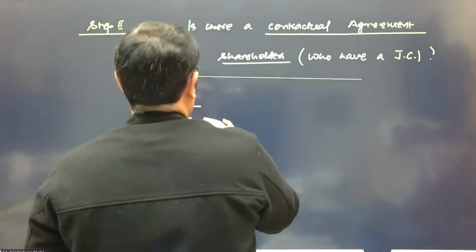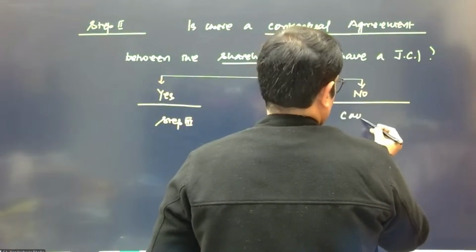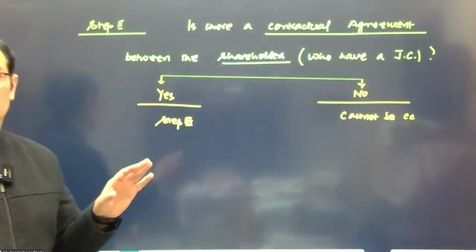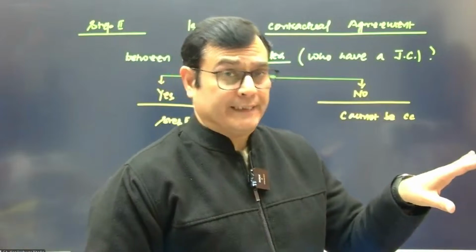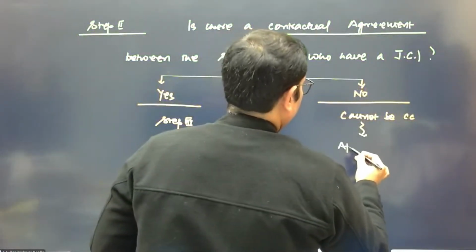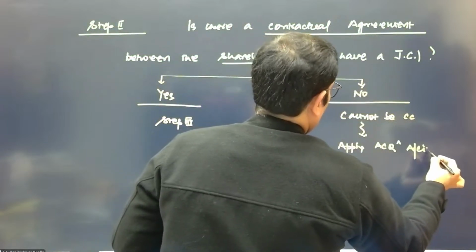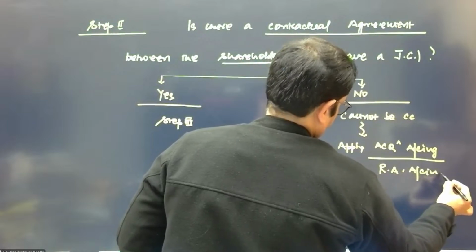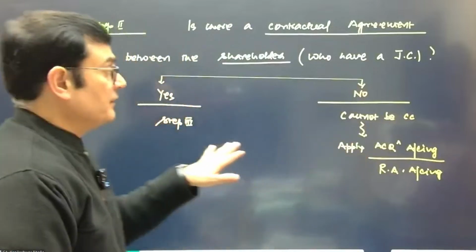And if you say no, there is no contractual agreement, then in this particular case it cannot be CC. It cannot be a common control transaction. Then acquisition accounting or reverse acquisition accounting would apply, as the case might be. Then it becomes a transaction which is as good as between unrelated parties.